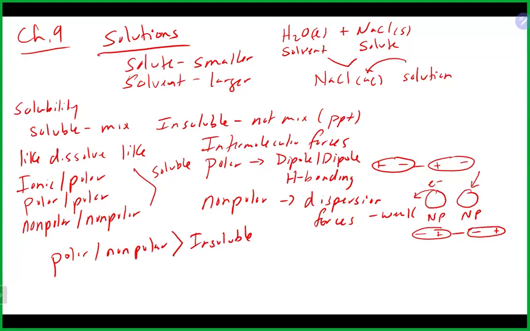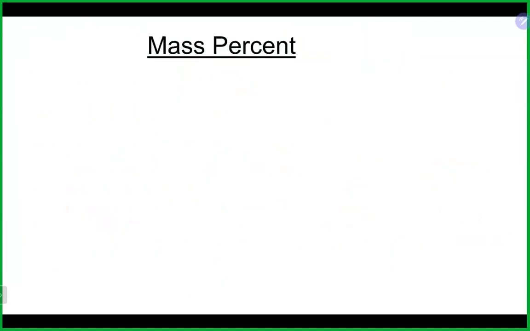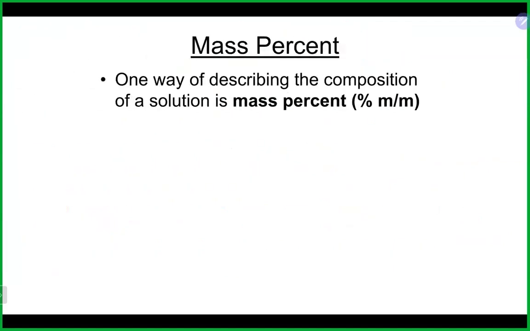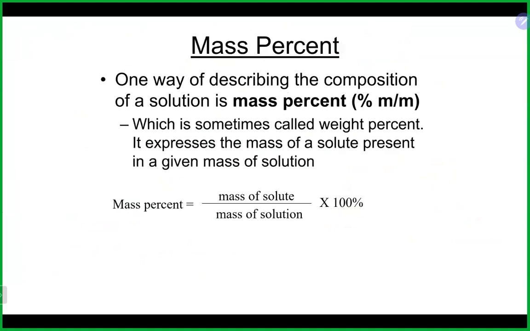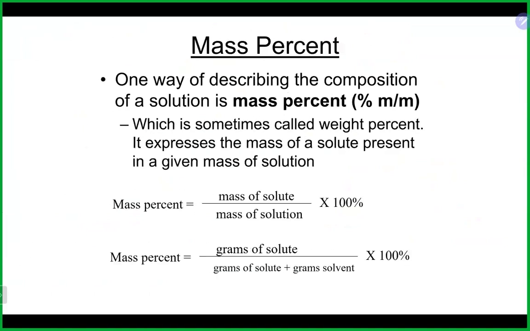Okay, then we're going to continue on, and we're going to talk about now concentration units for solutions. So the first type of concentration unit we're going to talk about is mass percent. It is sometimes abbreviated percent mass to mass, and sometimes referred to as mass to mass percent. To calculate the mass percent of a solution, you would take the mass of the solute divided by the mass of the solution, and you would times it by 100%.